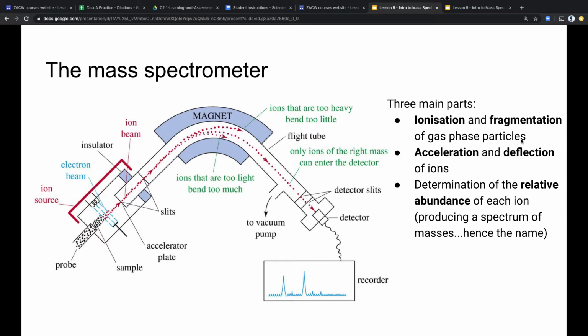So here's a diagram of what we saw in the video. There's roughly 3 sections. In the first section, you ionize and then fragment your sample molecule. And then it accelerates and is deflected by magnets and around the bend there. And the reason why the bend is so important is because only masses of a certain size will successfully make it around the bend when you apply a specific magnetic field strength.